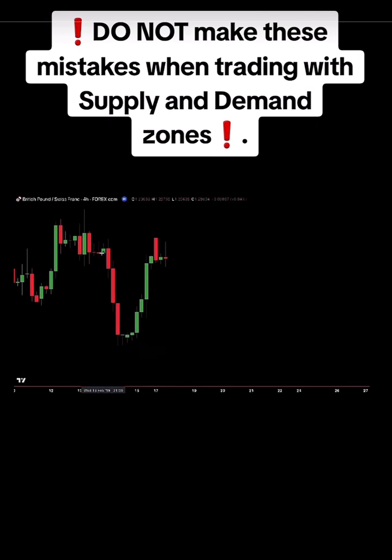Let's break down a real example of why failing to analyze the higher time frame can lead to costly mistakes. On this 4-hour chart of the British pound Swiss franc, we've identified what looks like a perfect supply zone. It checks off all 4 critical criteria.